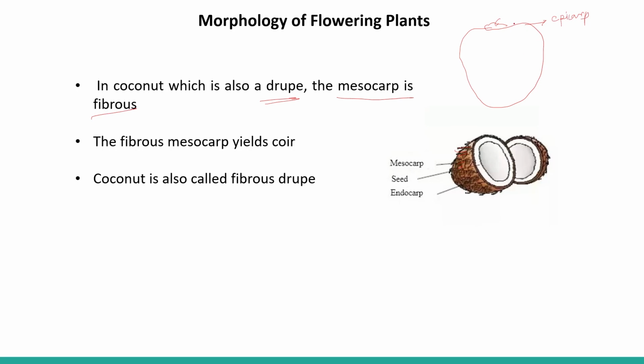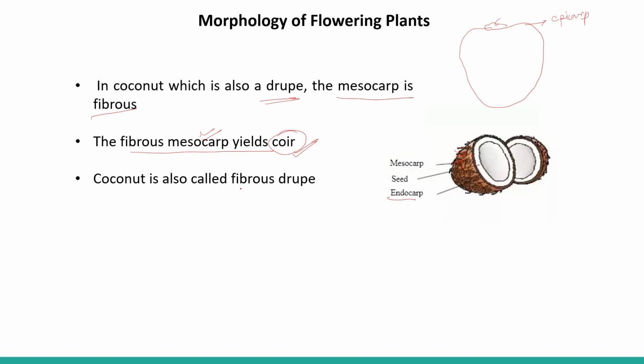But when this epicarp is removed, you can see the mesocarp, the husk-like region with brown hair, which is called the fibrous mesocarp, coir. Okay, this coir region you can see, so that is the mesocarp. And the endocarp is the hard brown cover. That is the endocarp.